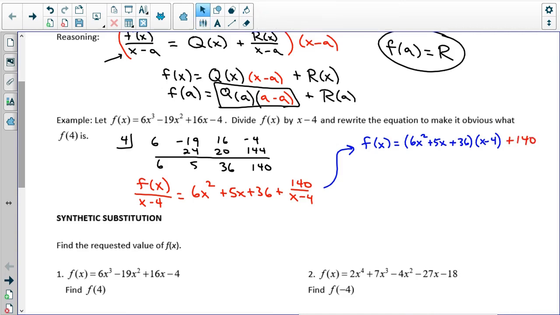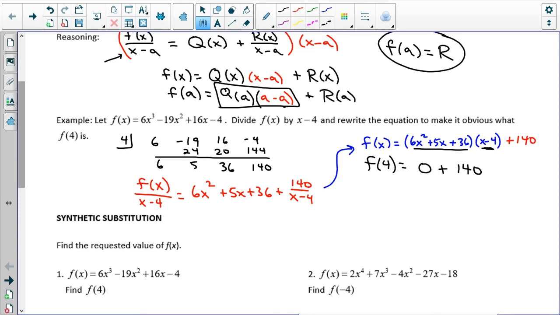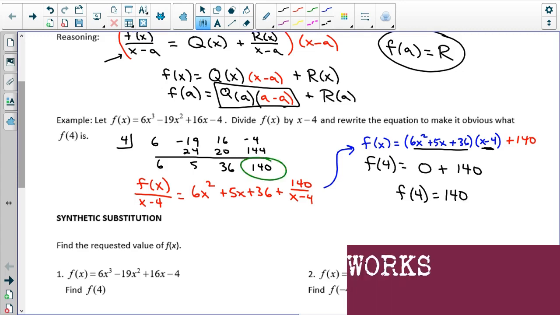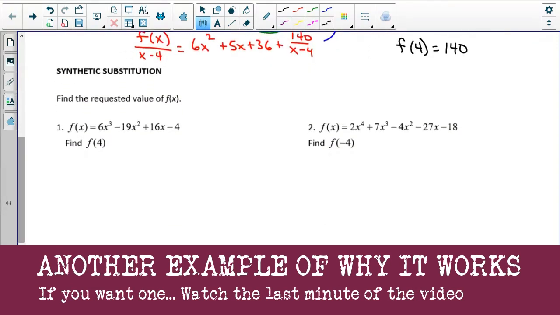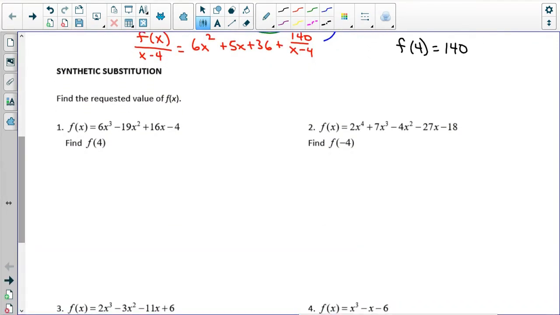So if we take note, if I substitute 4 into this equation, this is going to be something that is probably a big number, but 4 minus 4 is 0. So I end up with 0 plus 140. So f of 4 has to be 140. Note that was the remainder. So if I look at the synthetic substitution part of this, basically all I have to do is do synthetic division or synthetic substitution, and then whatever my remainder is, that's the answer.